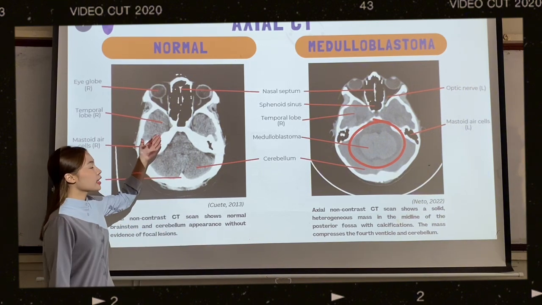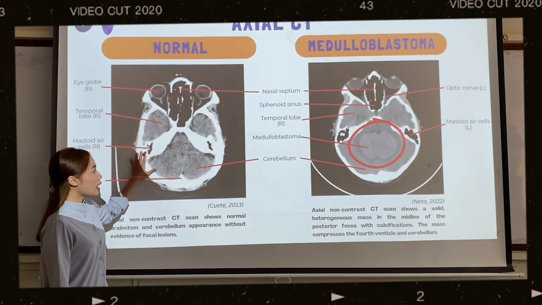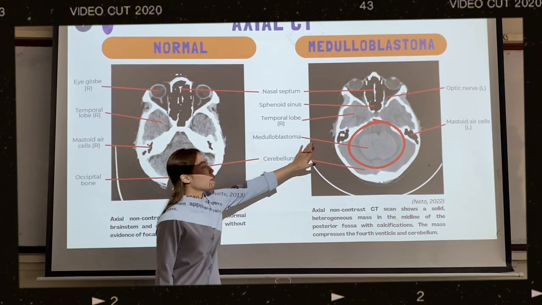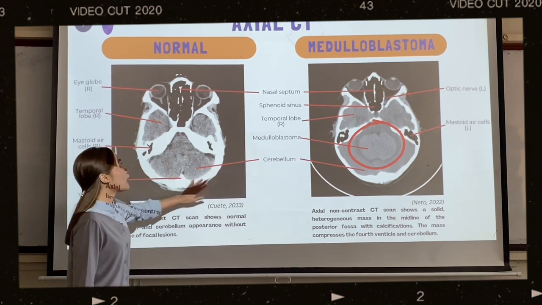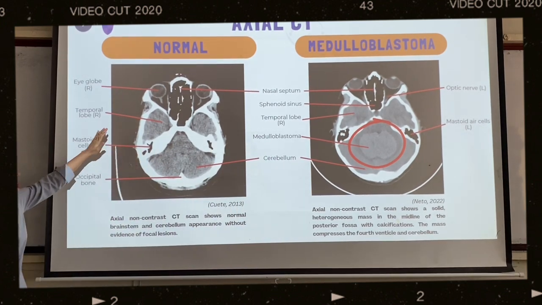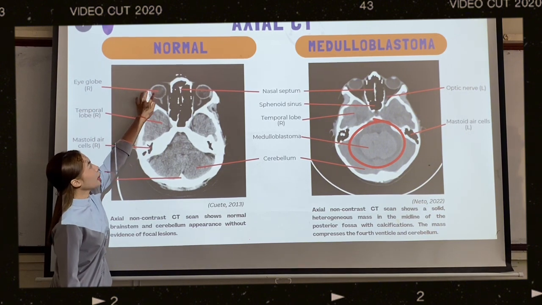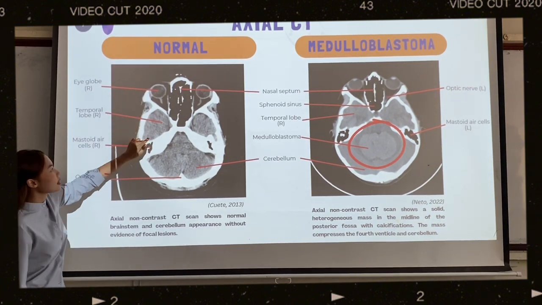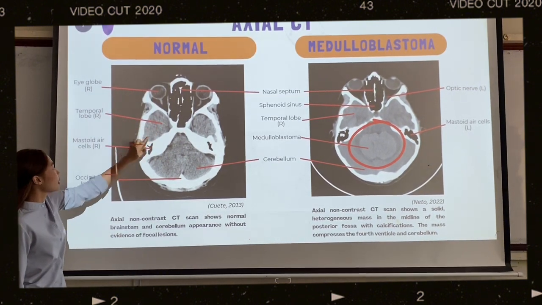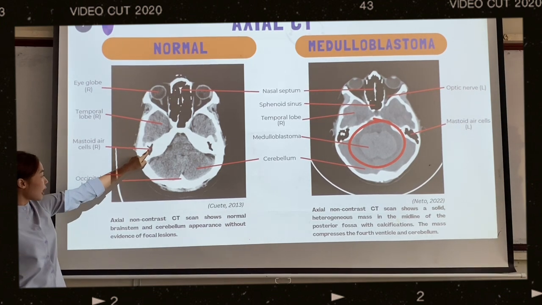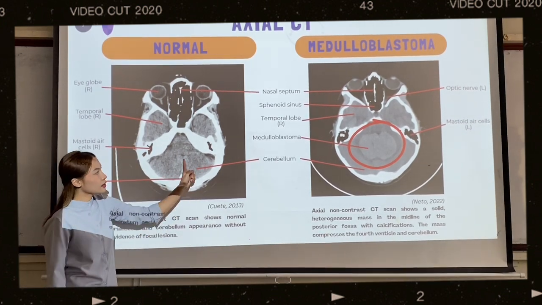So this is an axial CT image of a normal brain and a medulloblastoma. I will explain the structures that appear in this image. The first we can see is the right eye lobe here, and then the right temporal lobe, and then the right mastoid cell, occipital bone, and cerebellum.